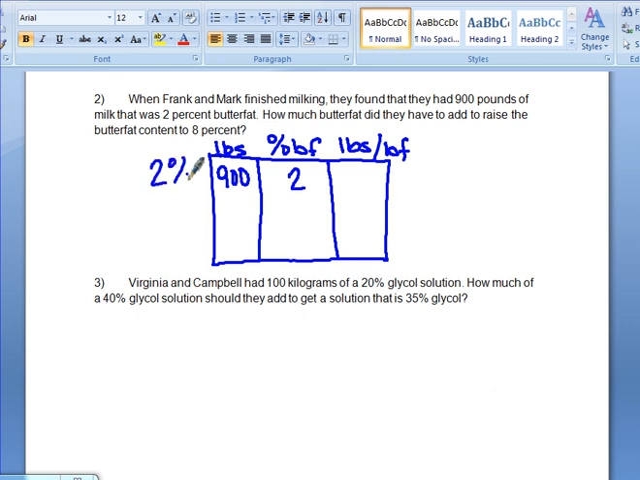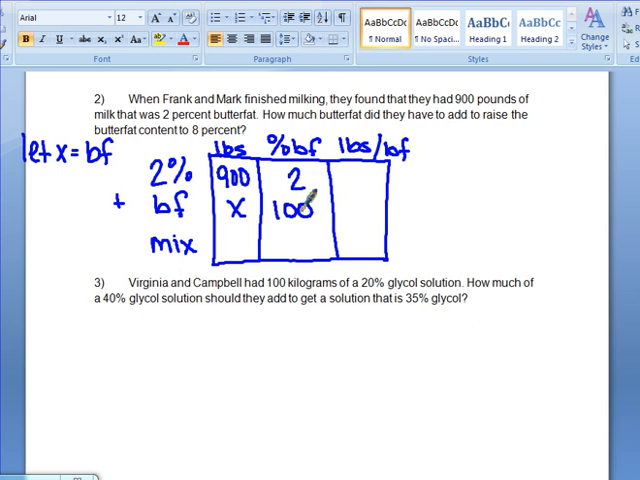Now, we want to know how much butterfat they have to add. So we are adding butterfat, and we're going to end up with a final mixture. We want to know how much butterfat, so we're looking for the pounds of butterfat. We just have to choose one variable for our one unknown. I'm going to let x equal butterfat. So x is going to equal our amount of butterfat. Now, we are adding 100% butterfat, so our percent of butterfat is going to be 100.